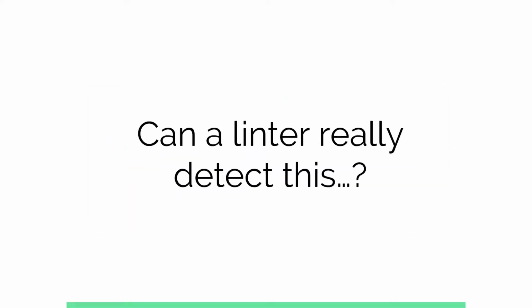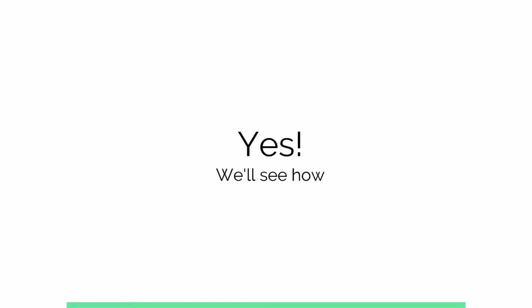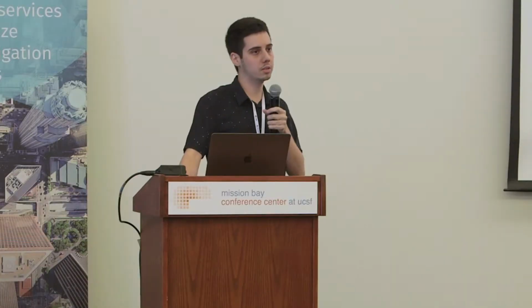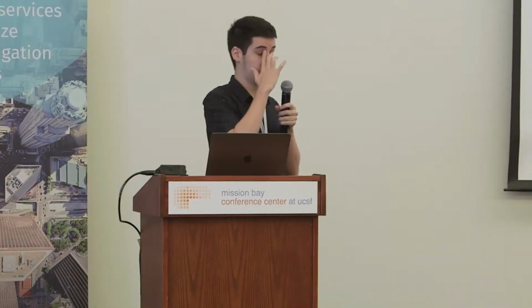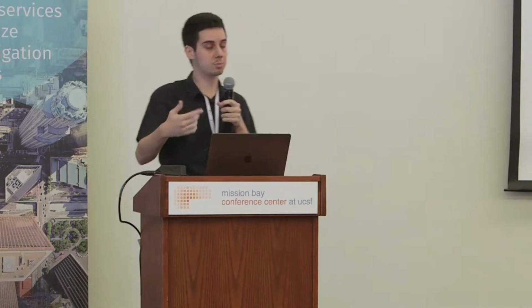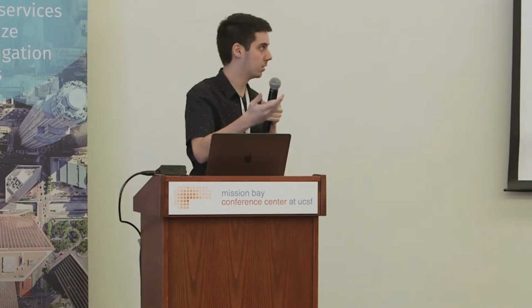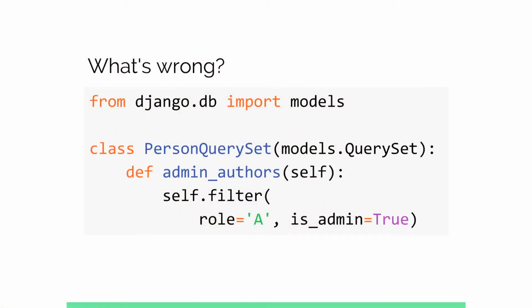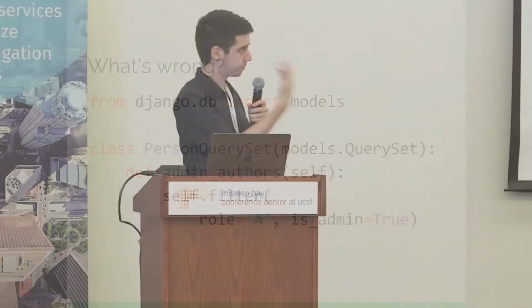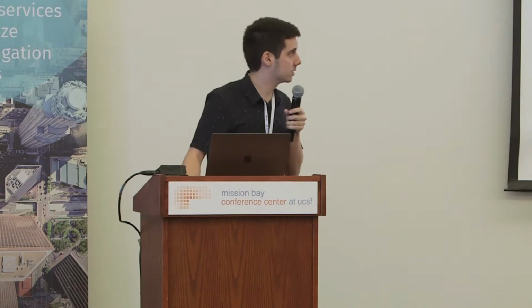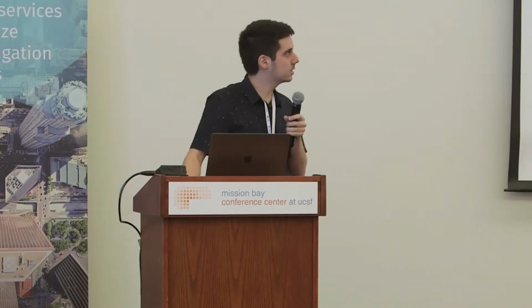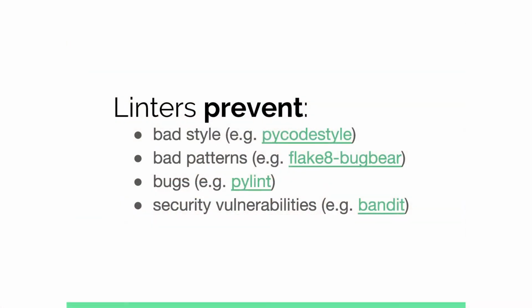Exactly. You have to return the queryset after doing a filter operation over it, because the filter method is like an expression. You need to assign it again or return it. So at a quick glance, there's nothing wrong with this code, but a linter could detect this. Can a linter really detect this? Yes, and we'll see how.